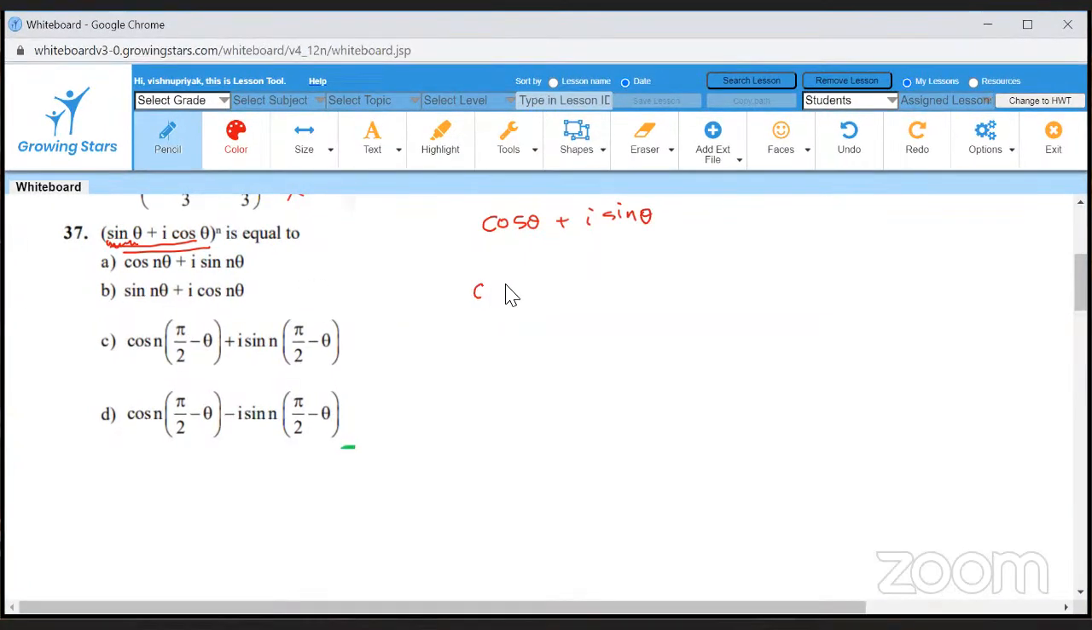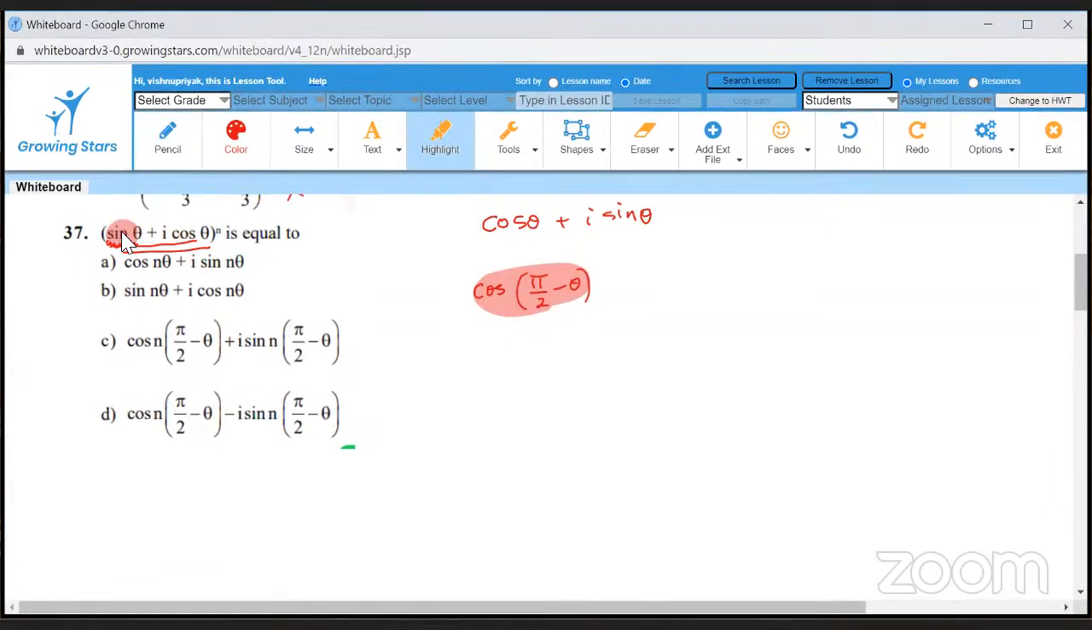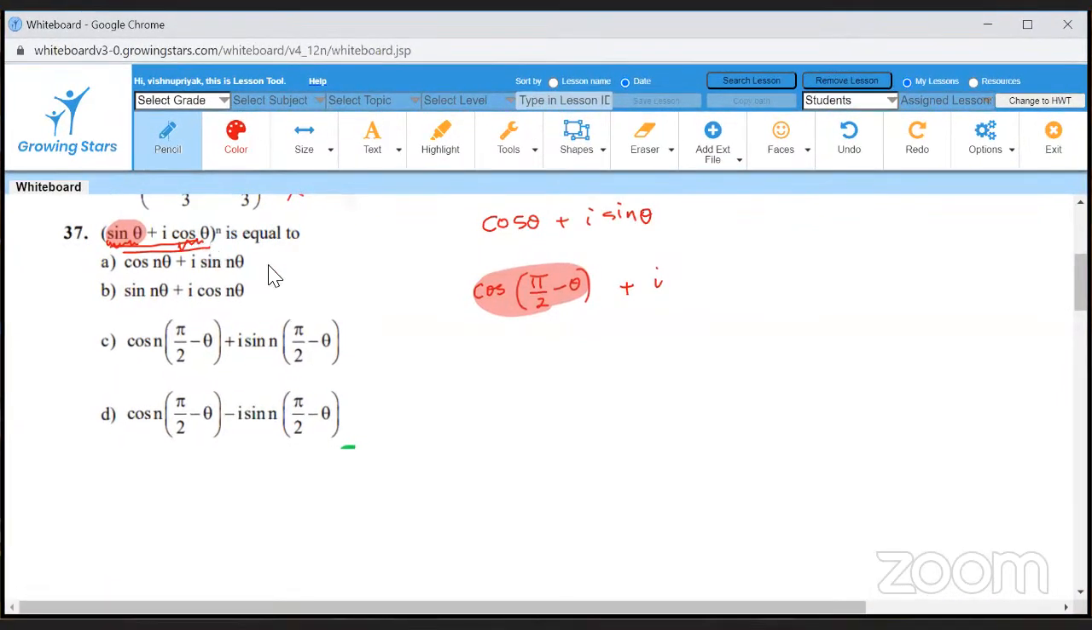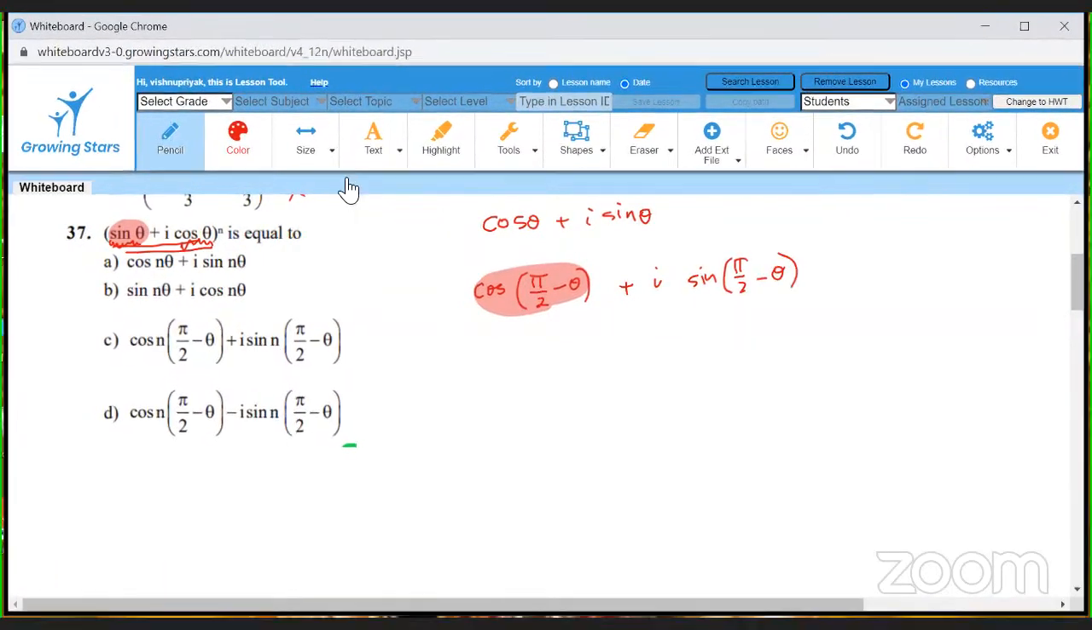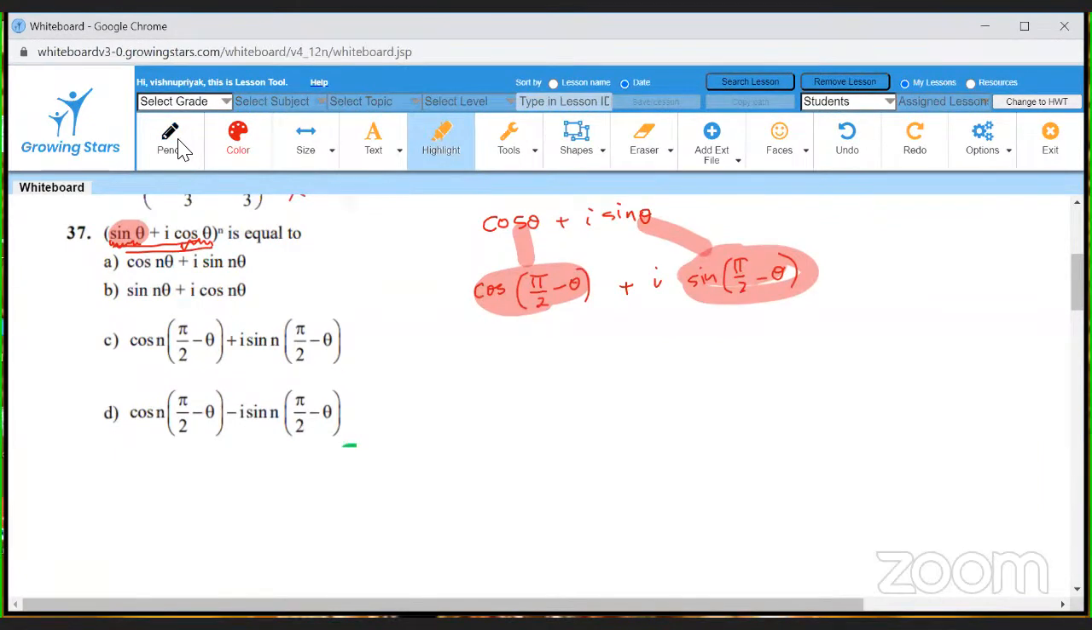So that I can do by writing cos (90 minus theta), because cos (90 minus theta) will be sin theta. And then plus i, cos theta, I have to write it as sin (90 minus theta). Now you see it became in mod amp form. Cos and cos, sin and sin. And then I am taking whole power n. So first you have to change it to mod amp form and then take whole power n.